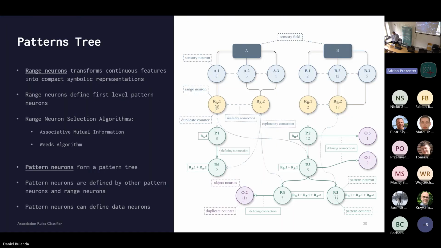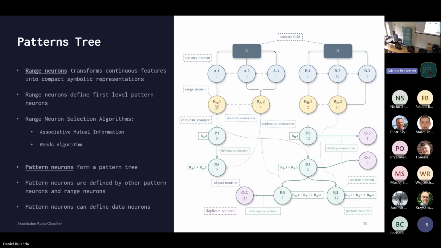Okay, maybe a bit more complex topic, because the topics presented were maybe a bit too long, but an introduction to what is new in the past year. In the past year, we have developed an algorithm called the Associative Neural Classifier, and we introduced two new types of neurons to the network, which are range neurons and pattern neurons.